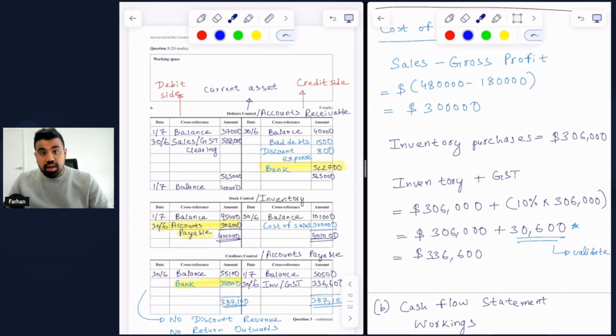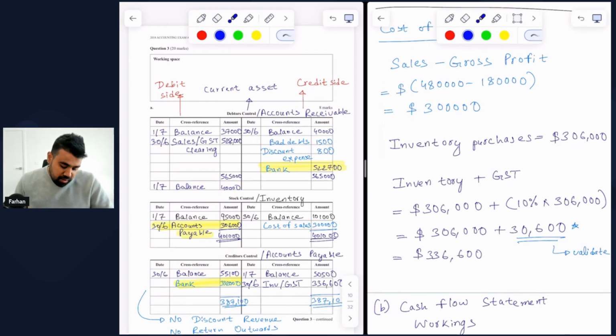Now, inventory is a current asset of the business. This is because we expect to get some economic benefits by selling this inventory to our customers in the future. And the reason we classify this as a current asset is because we want to get rid of all this inventory as quickly as possible and preferably within the next 12 months.